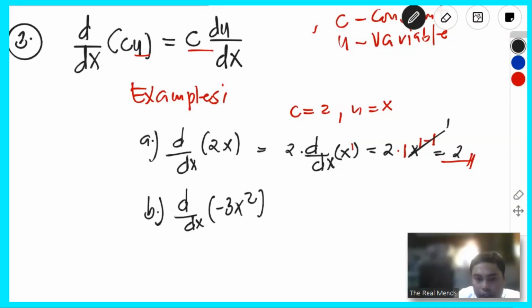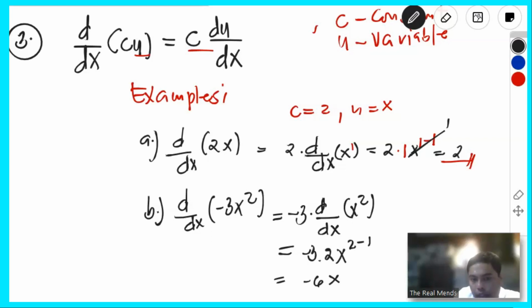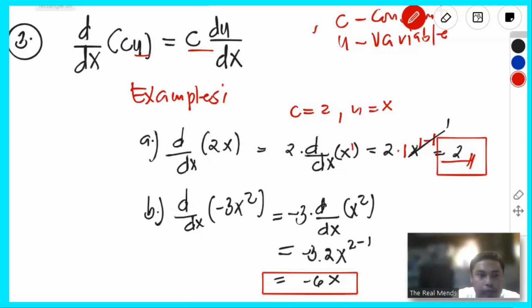So for the letter B example, get the derivative of negative 3x squared with respect to x. To do this, we isolate the constant negative 3, and then get the derivative of this variable x squared. So that is just negative 3 times, bring down the exponent 2, x, then subtract 2 minus 1. So that is just negative 6x, and 2 minus 1 is just 1. So our answer here is negative 6x.